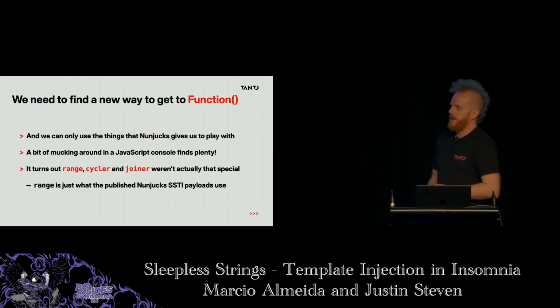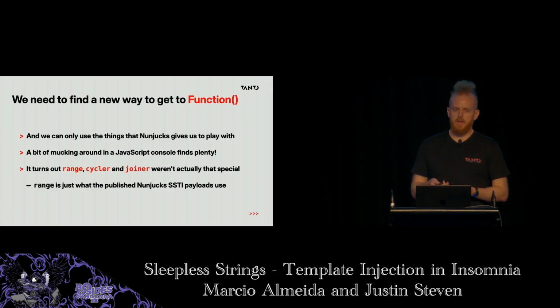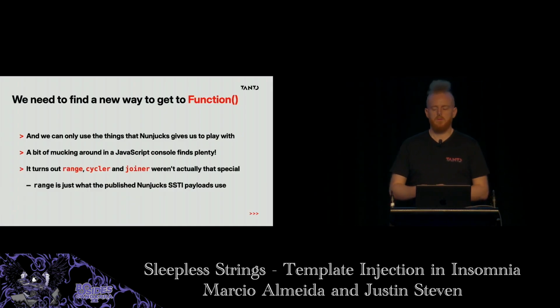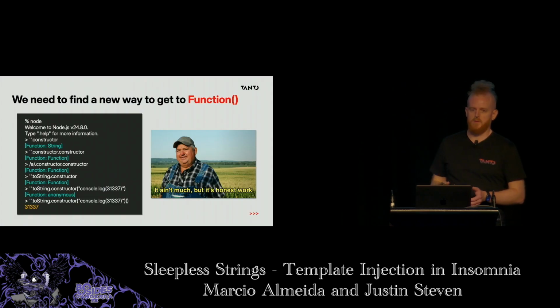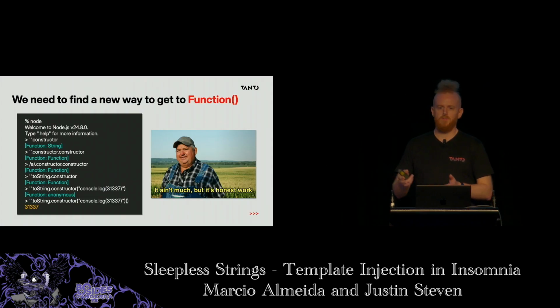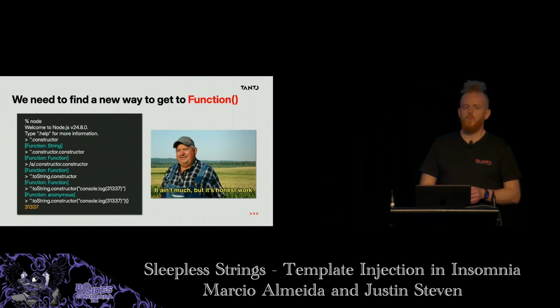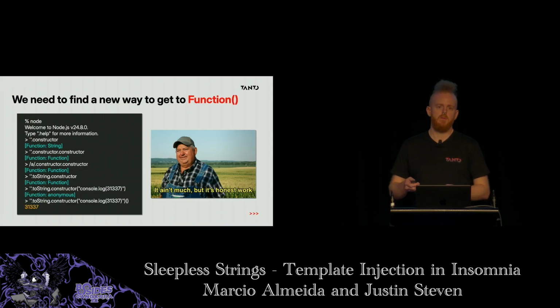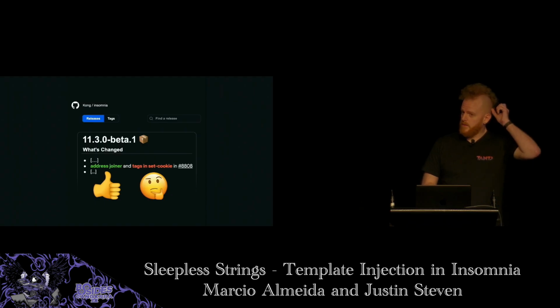So we need to find a new way to get to the function using only the bag of tricks that gets put into the Nunjucks environment. Turns out there's heaps. Range, cycler, and joiner weren't actually that special to begin with. Range was just what the published SSTI chains used. So if you tool around in a JavaScript console, you can go empty string.constructor is the string function, which is a function which has a constructor, which is the function, empty string to string constructor. There's a lot of ways to get to an eval sink from within Nunjucks. We just had been using the one that was public, which was the one that Insomnia had focused on breaking. So that handles the joiner concern.